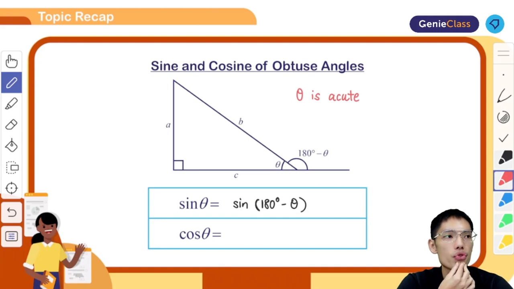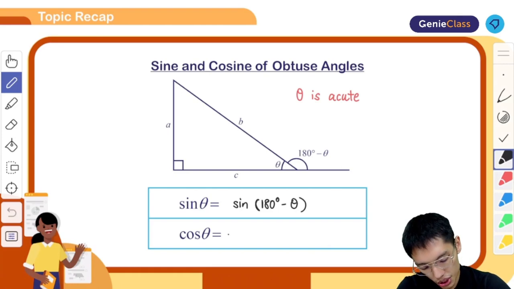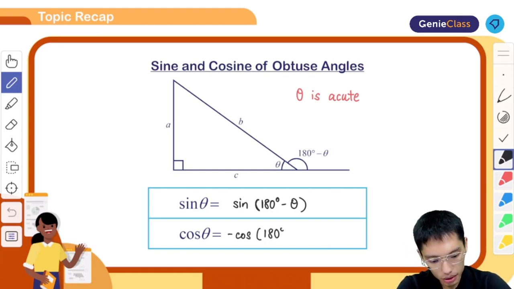Alright, very good, Denise. That's correct, actually. Okay, anybody else wants to try? Is it positive sign or negative sign? Very good, Denise. That's good for the second one. So I guess most of you got it. Positive for sine, but for cosine, it's going to be negative. Alright, so just take note over here.